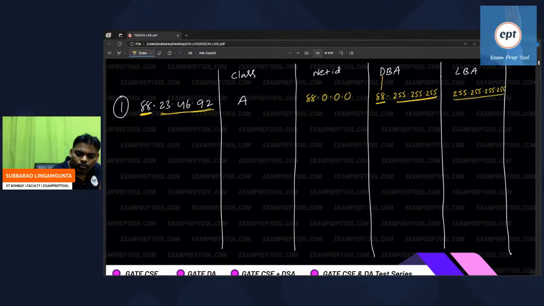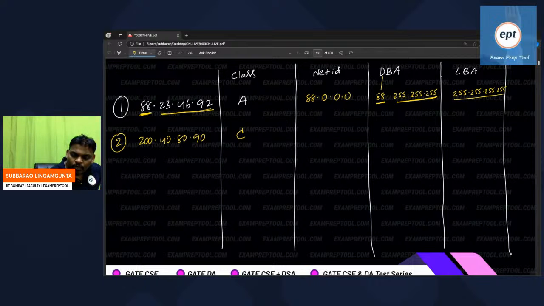Okay, let's see one more example. Can you see this? 200, 40, 80, 90. Can you say which class it is? If anyone has doubt, it is C class.